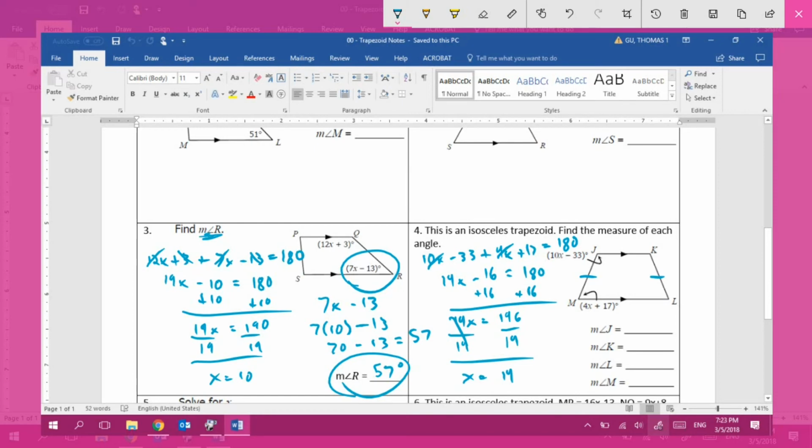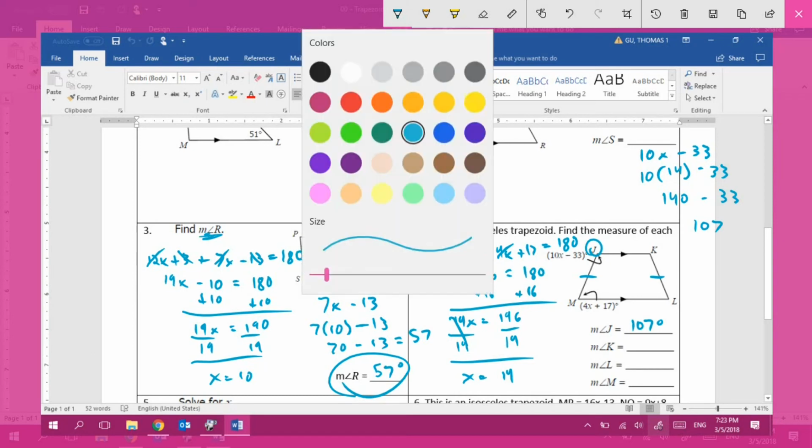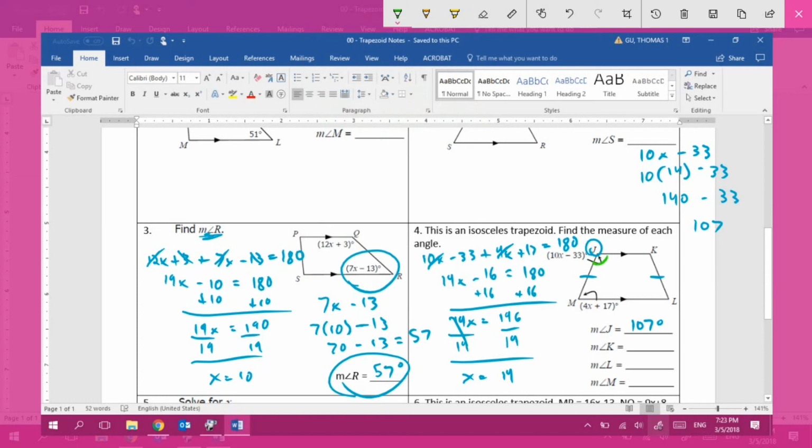Now remember, because this is isosceles, first let's just find the measure of angle J. That's 10x minus 33. But I know x is 14, so I'm going to plug in the x. 10 times 14 minus 33. That's 140 minus 33, which is 107. So the measure of angle J is 107 degrees. But the measure of angle J is the exact same as which other angle in this isosceles trapezoid? That's the same as the measure of angle K. So the measure of angle K is also 107 degrees.